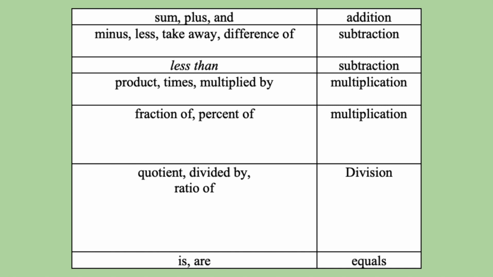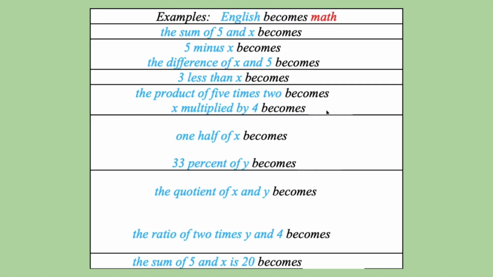These are just some keywords, but here are examples of how it would actually look inside of the equation, and how the word problem would be worded. Here we have the sum of 5 and x, and that would become x plus 5 or 5 plus x. The next one is 5 minus x. This would become 5 minus x. The difference of x and y becomes x minus y. 3 less than x becomes x minus 3.